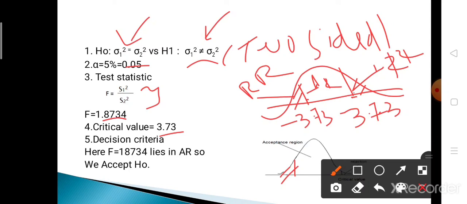If your test statistic value is greater than 3.73, then we reject H0. If the test statistic value is less than minus 3.73, then we reject H0. But if the test statistic value lies between minus 3.73 to plus 3.73, then we accept H0. And here 1.8734 lies between minus 3.73 to 3.73. So we accept H0. So our result is we accept H0. So this test is the F test. In the next lecture, we will see the regression test and correlation test. Thank you.